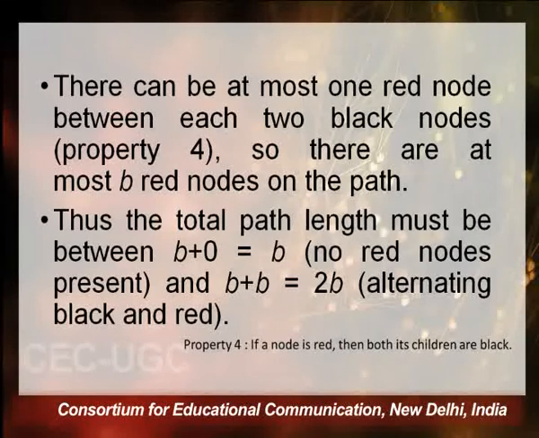If we have alternating black and red nodes, we will have 2b, because b is the number of red nodes. And let's say that along the total path we have no red nodes. That's also a valid red black tree, in which there are no red nodes. Then the total path length will be b, and the maximum path length can be 2b if there are alternating black and red nodes.